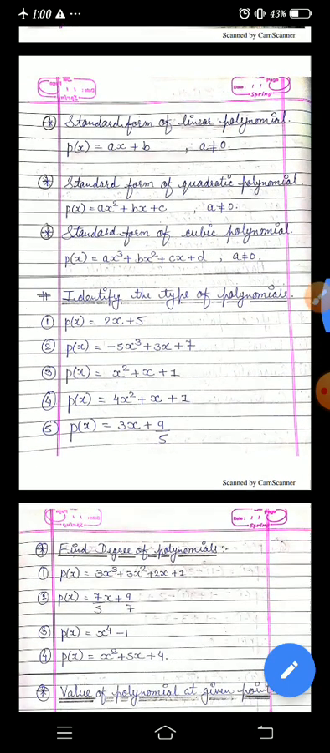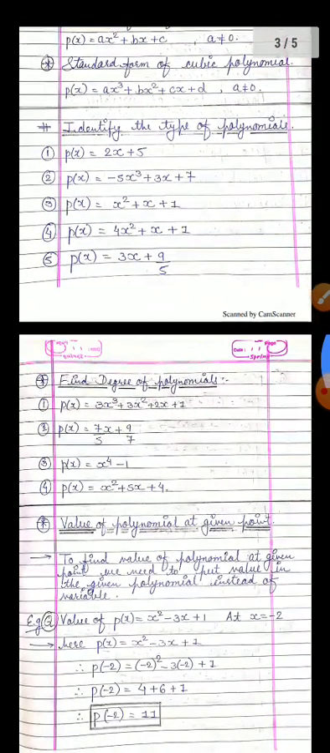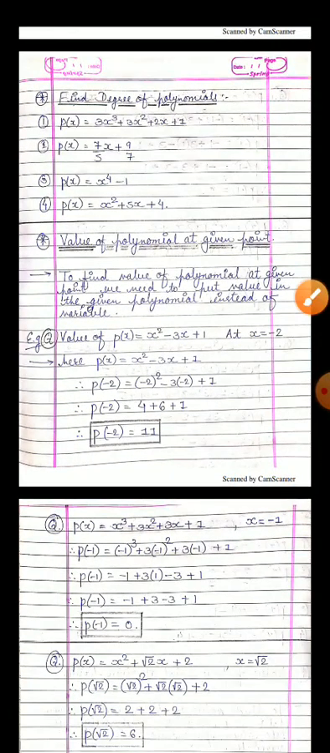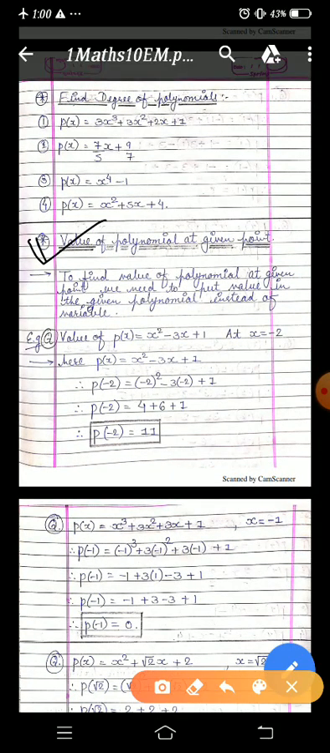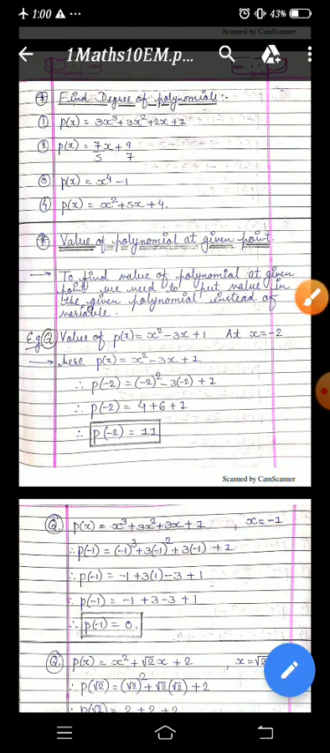In other words, in a linear polynomial the coefficient of x must not equal 0. In a quadratic polynomial, the coefficient of x square must not equal 0. And in a cubic polynomial, the coefficient of the x cube term must not equal 0. We have studied different types of questions for this topic. Then we studied the degree of a polynomial, and at last we studied the value of a polynomial at a given point. So you need to do this type of question at home.